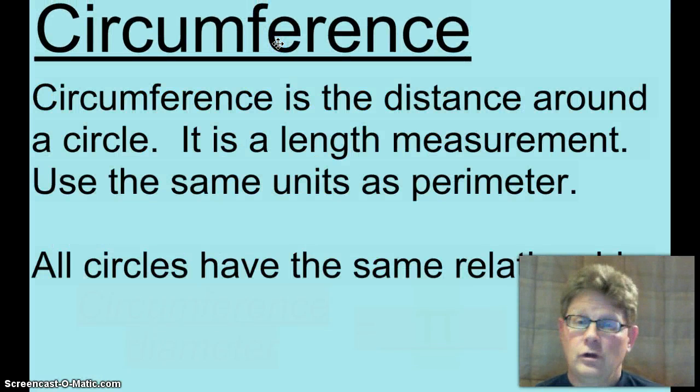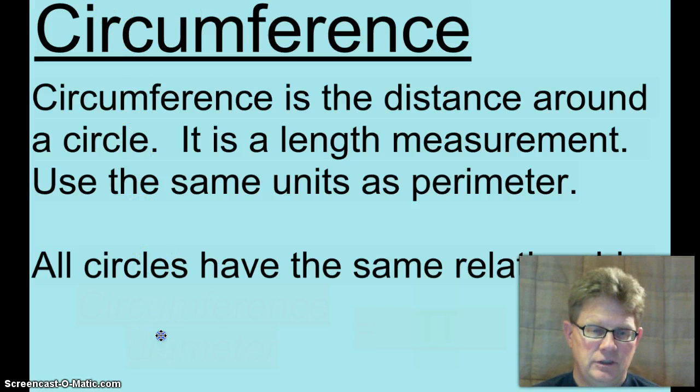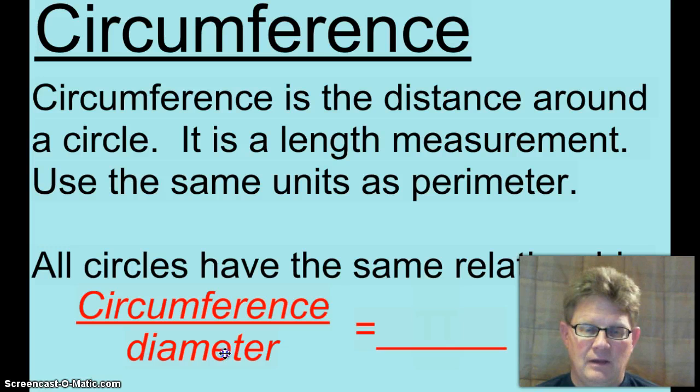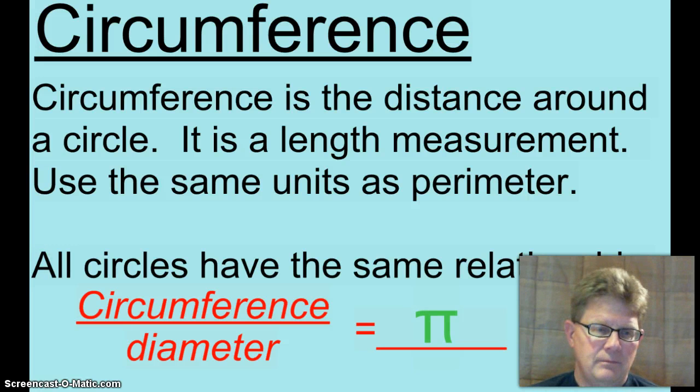Okay, circumference is the distance around a circle. It is a length measurement. Use the same units as perimeter. All circles have the same relationship. That relationship is the circumference. When you divide that circumference by the diameter, you always come up with the same thing. That same thing is pi.